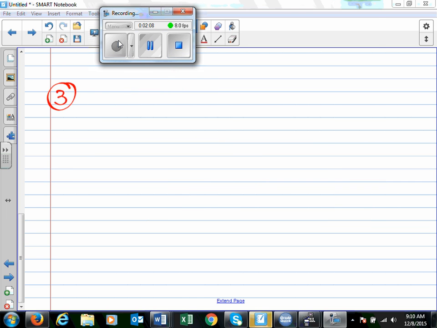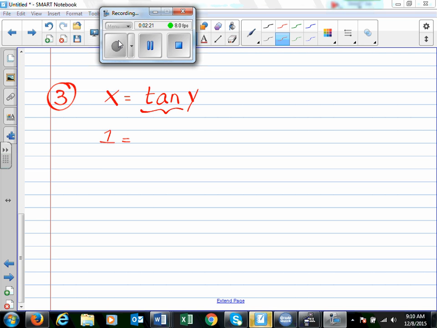So number 4, x equals tan y. Now, the procedure is the same. So differentiate both sides with respect to x, you get 1 equals secant squared y times dy over dx. So you divide by secant squared on both sides, so you end up getting dy over dx equals 1 over secant squared y.